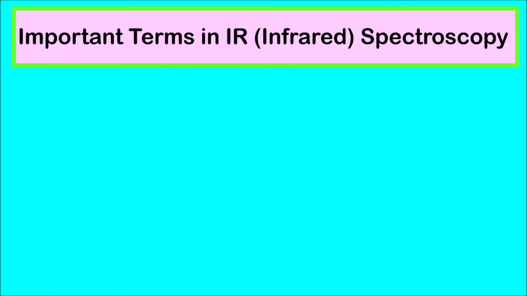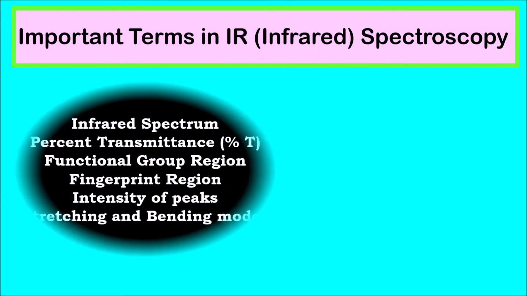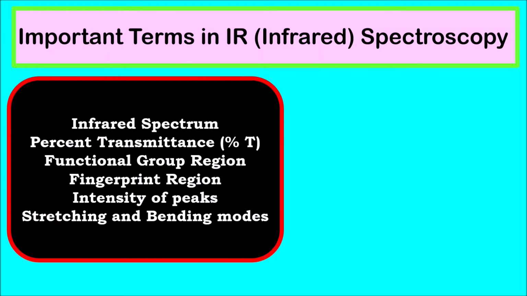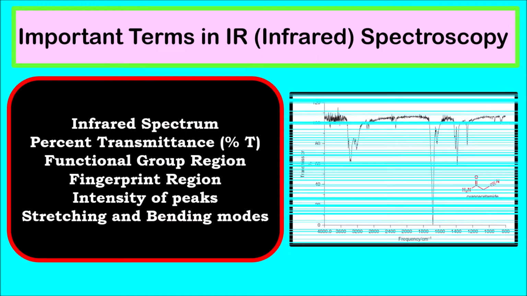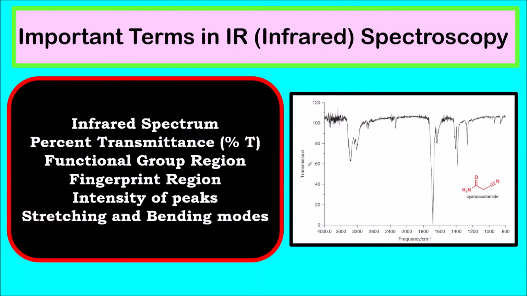In today's video, we are going to learn some of the very important terminologies that are related to infrared spectroscopy or IR spectroscopy. So these are the terms that we are going to see. What is infrared spectrum, percentage transmittance, functional group region, fingerprint region, what is intensity of the IR peaks, stretching and bending modes. And this is how an infrared spectrum looks like that we are going to see in detail.